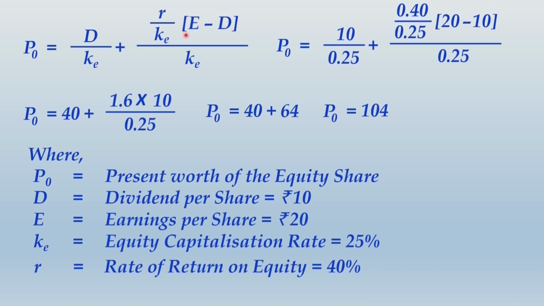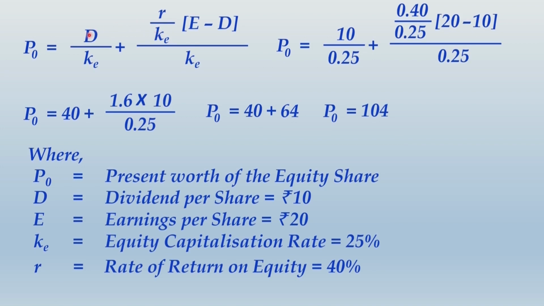Now do you notice after this bracket, outside this bracket, there is a ratio of R by K. This R by K indicates that R will be multiplied to retained earnings and then the result will be divided by K. So R is 40%. When 40% multiplied on retained earnings, you will get rupees 4, correct? Because 20 minus 10, retained earning is 10. 10 into R being 40%, 10 into 40% will give you 4, and that 4 divided by 25%, correct? Divide by K means divide by 25%. 4 divided by 25% will give you 16.